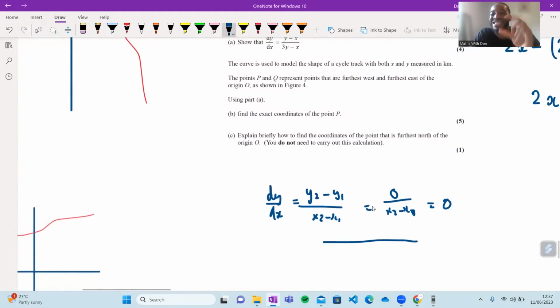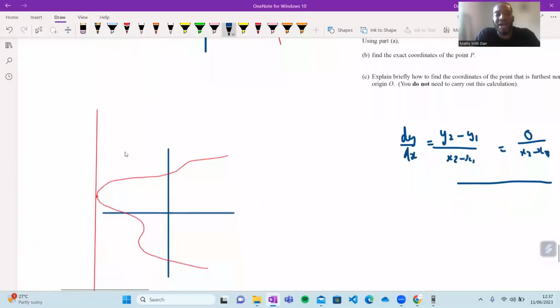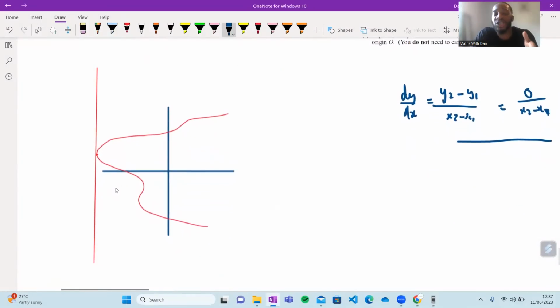So the numerator is 0. If the tangent line is vertical, then there's no change in x. There's no change in the denominator. So in that case, we have to make the denominator 0. We have dy/dx here.